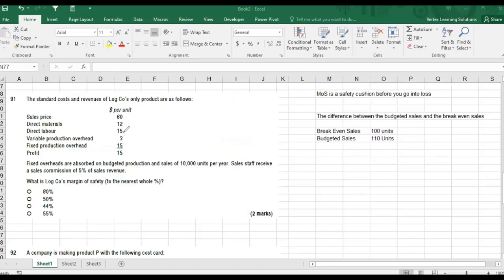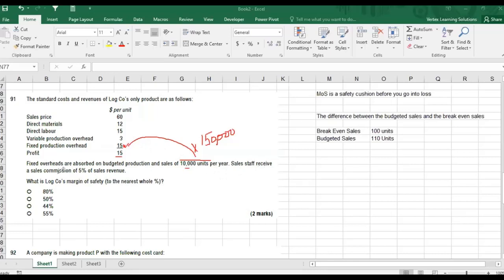Sales price 60, material 12, labor 15, variable overhead 3, fixed production overhead 15, profit 15. Fixed overheads are absorbed on budgeted production and sales of 10,000 units per year. So your fixed overheads are put here as $15 per unit, but they are based on 10,000 units. When you multiply it, your fixed overheads per year are actually 150,000. Based on 10,000 units output, they put 15 per unit. If this output changes, this number will also change.